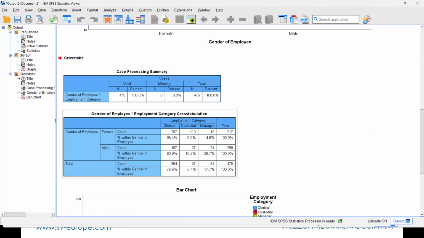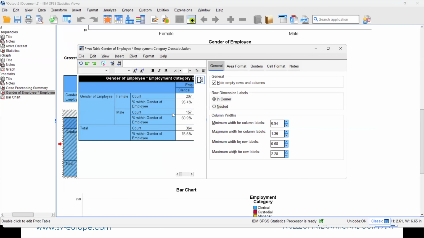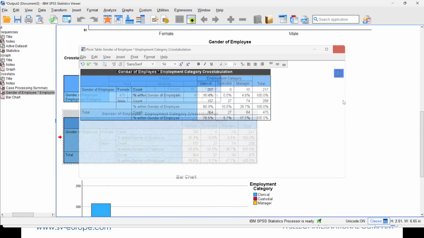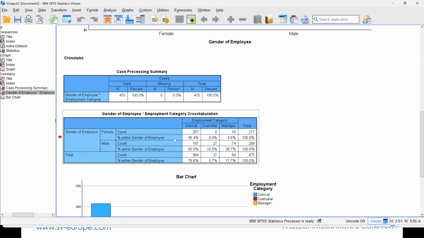And what we find, I'll just double click on this and zoom it and straighten it out for you, is that for females, 94% of them are clerical workers and only 4.6% of them are managerial workers, whereas for males, nearly 30% of them are managers and 10% of them are custodial workers. There are no female custodial workers, custodial being like facilities. So we're not really comparing like for like. And in fact, the court case was brought by the clerical workers.